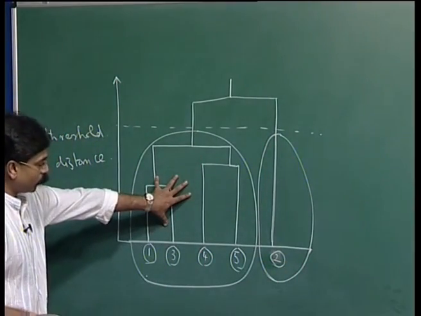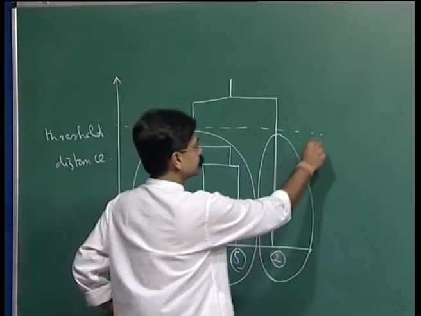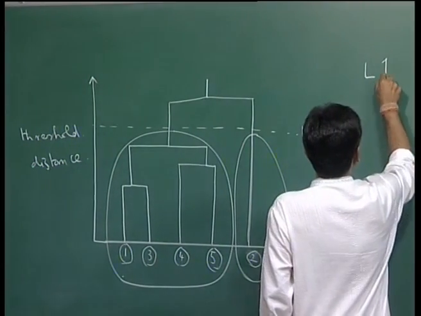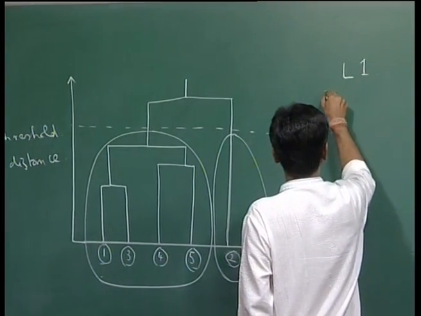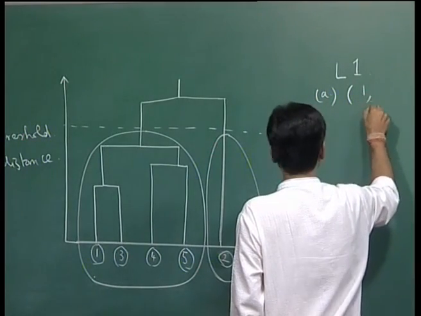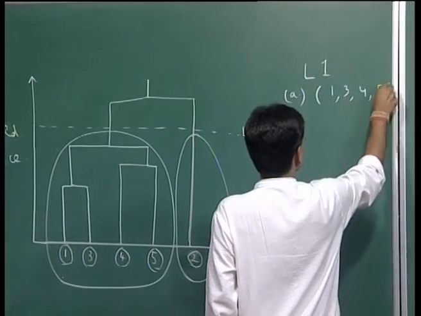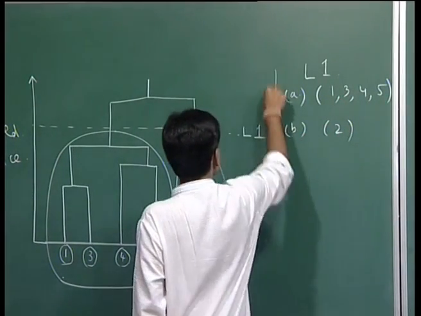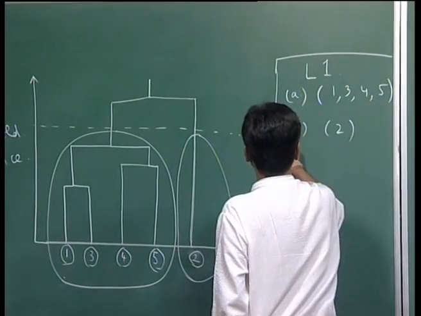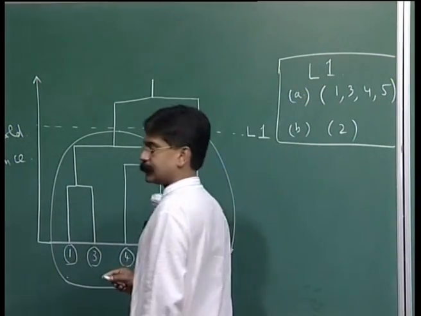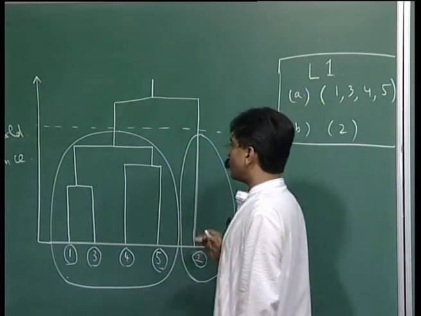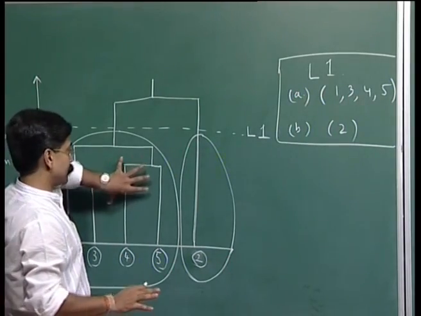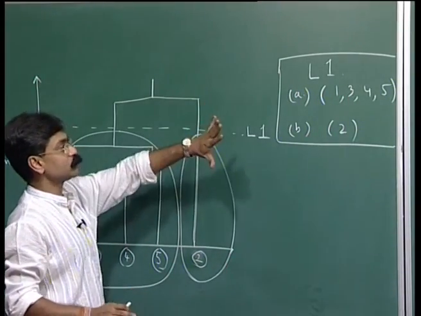So this is cluster number 1, which has cases. Suppose this is level 1. Corresponding to level 1, we will have two clusters, cluster A, which contains the cases 1, 3, 4 and 5, and the second cluster which has case number 2. So this is what we obtain for the level of resolution of the threshold distance at the point L1. Now, these two are going to be two disjoint subsets of the data, that is the data cases 1, 2, 3, 4, 5.